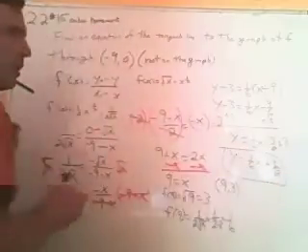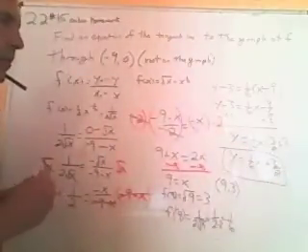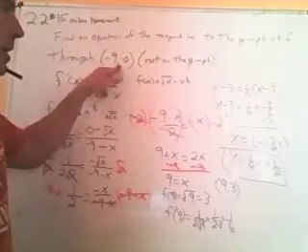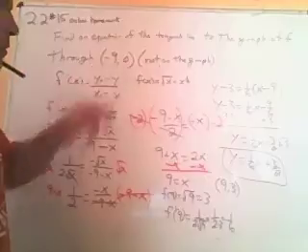And that's the equation of the tangent line that goes through this given point and is tangent to this curve. And that's it.